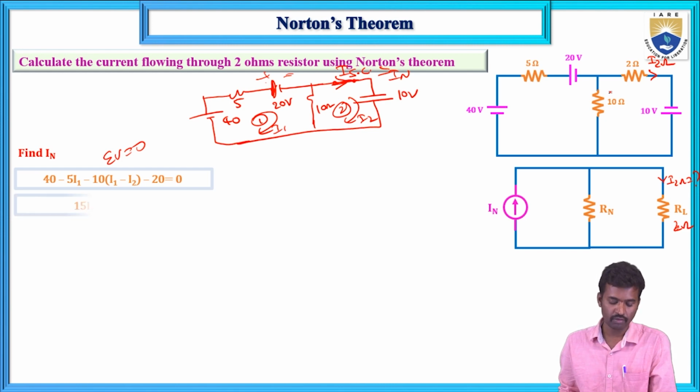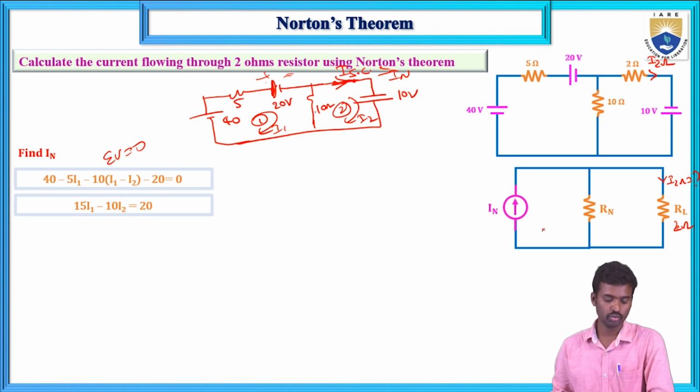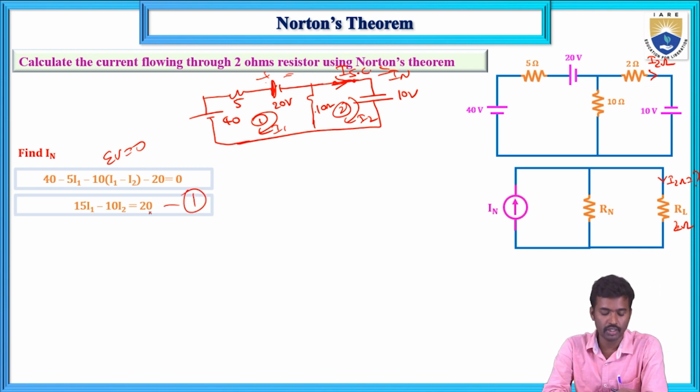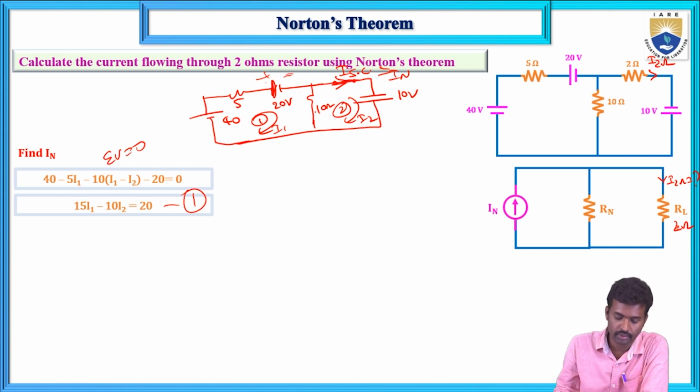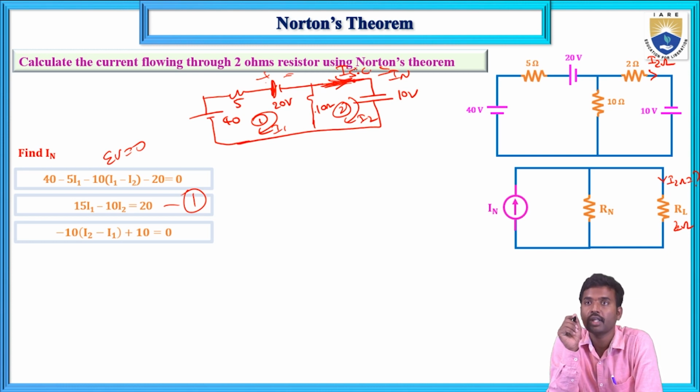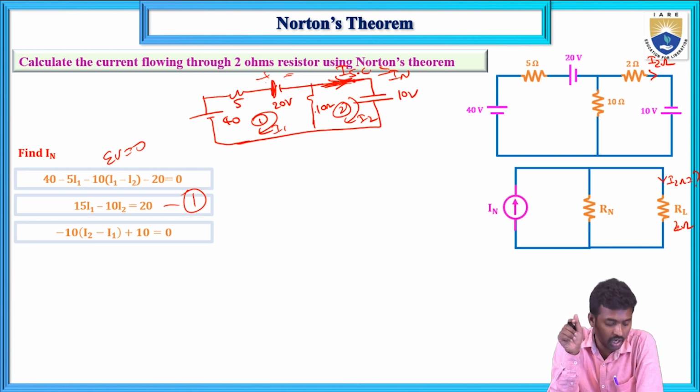Now here, if you apply KVL, that is the simplified equation: 10 plus 5 is 15, minus 10, and 40 minus 20 is 20, equals 20 plus 20. That is equation number 1. Now in the second mesh equation, if you apply KVL, this is a short circuit. There is no resistive drop of the 2 ohms resistor. It is removed from the circuit and replaced by a short circuit. That short circuit voltage is always 0.